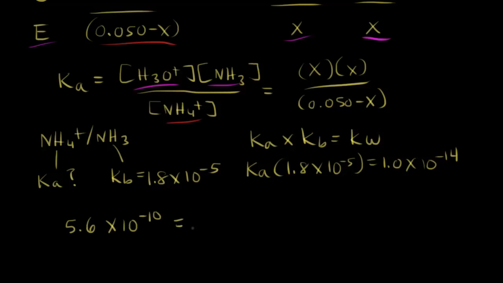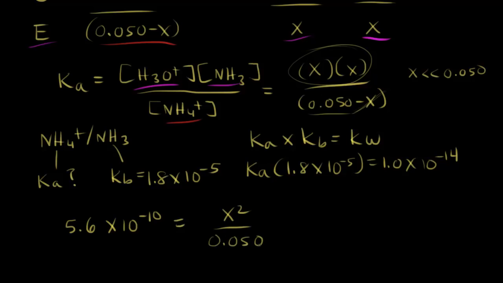And this is equal to x squared over here. And once again, we're going to assume that x is much, much smaller than 0.05, so we don't have to worry about x right here. If it's an extremely small number, 0.050 minus x is pretty much the same as 0.050. So we plug this in and we have 0.050 here. So we need to solve for x.